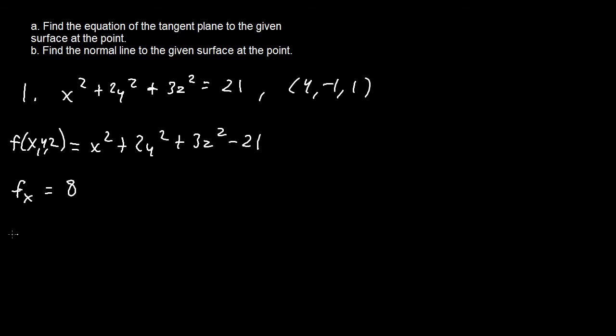So now let's go ahead and find f sub y, or the partial derivative of f with respect to y. Now y is the variable, everything else is a constant. So the derivative of x squared is 0, the derivative of 2y squared is 4y to the first, the derivative of 3z squared is 0, and also the derivative of negative 21 is 0. So we get 4y, and let's evaluate it at (4, -1, 1). Notice there are no x and z, so it's only negative 1 that we plug in for y. So 4 times negative 1 gives us negative 4.